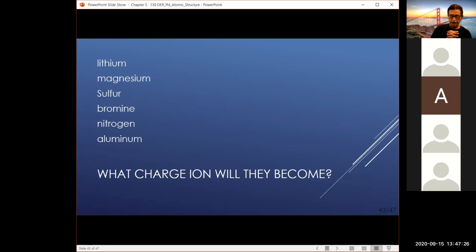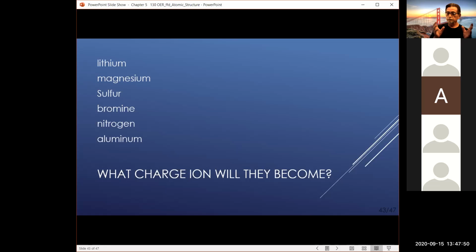Magnesium. Anybody want to take a gander, as they say? +2. Exactly. Magnesium is a metal. It's in group 2. Has 2 valence electrons. So being a metal, it's going to lose them. And then we got sulfur, which we did. We did bromine. What about nitrogen? -3. That's correct.